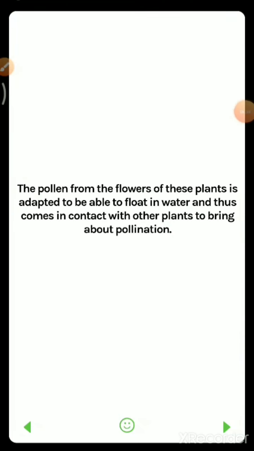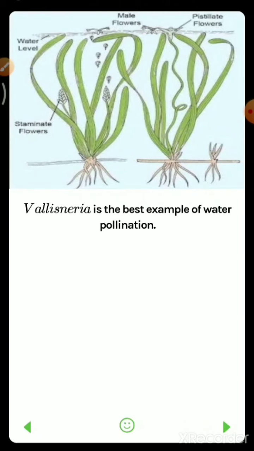The pollen from the flowers of these plants is adapted to float in water and thus comes in contact with other plants to bring about pollination. So if these flowers stay attached to the plant only, they cannot do the pollination. Okay, they have to detach from the plant and float in water, and thus they will come in contact with any other plant to bring about pollination. So the best example is your Vallisneria. Vallisneria is the best example of water pollination.